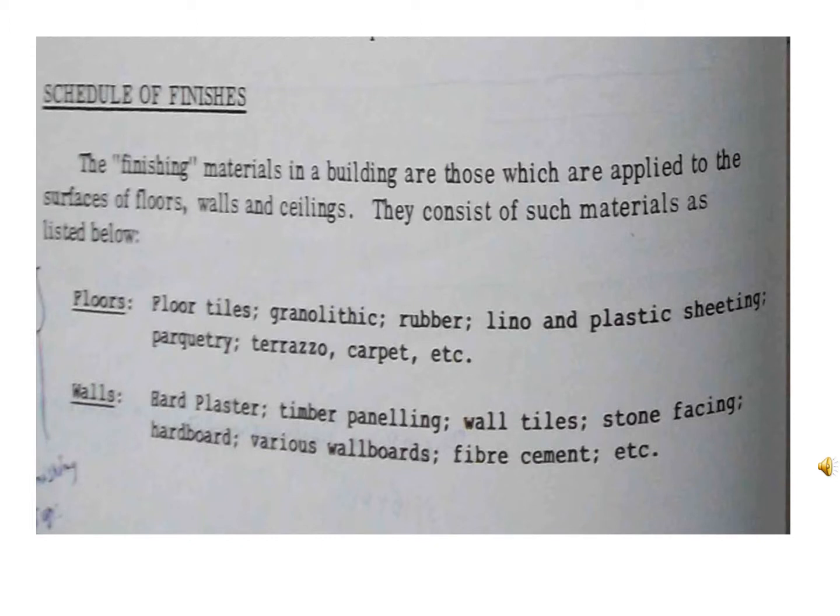Schedule of the finish. The finishing materials in the buildings are those which are applied to the surface of the floor, wall, and the ceilings. They consist of the materials as listed below. So this is the finishings of floor and the wall and the ceiling.